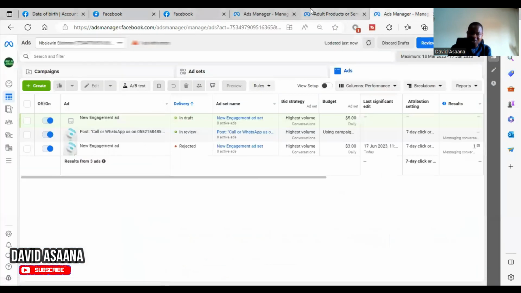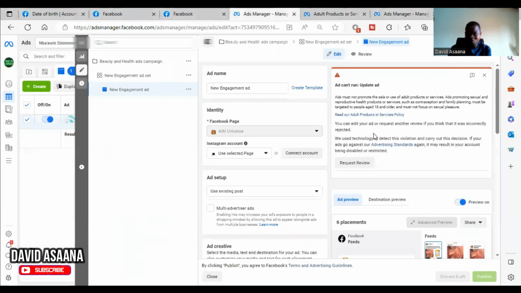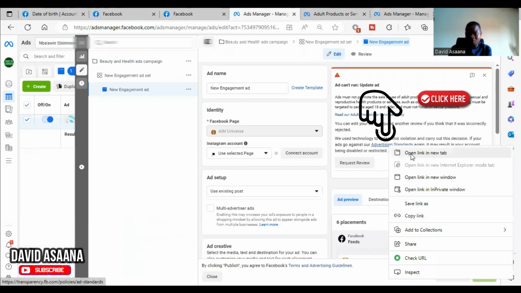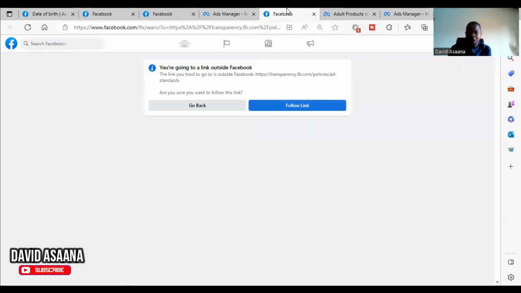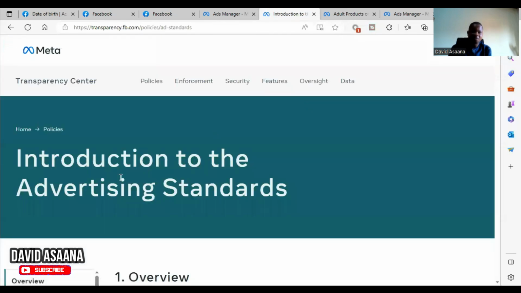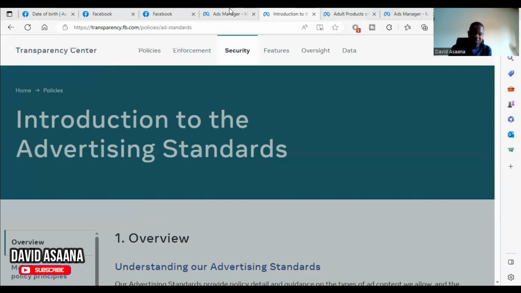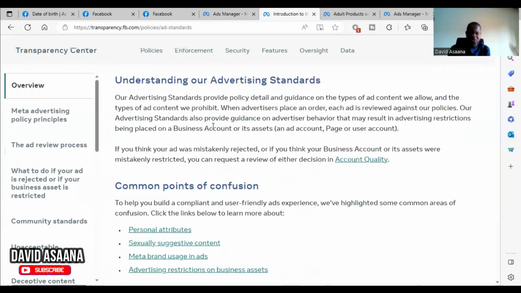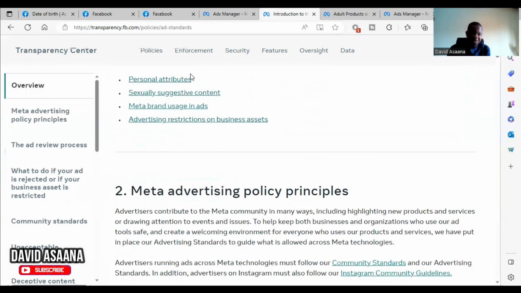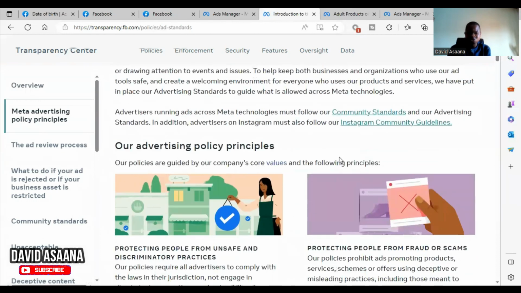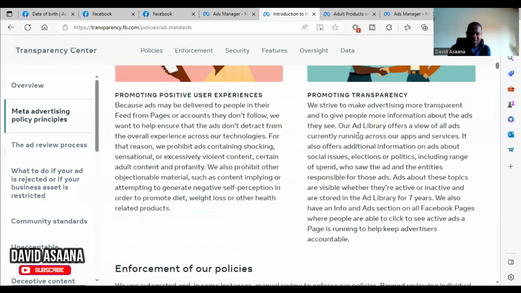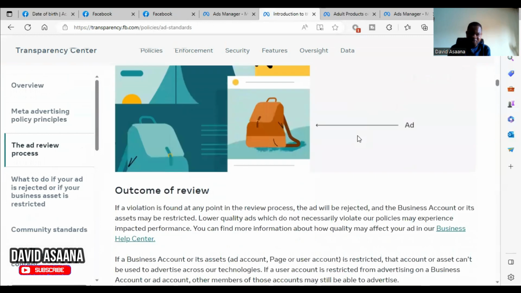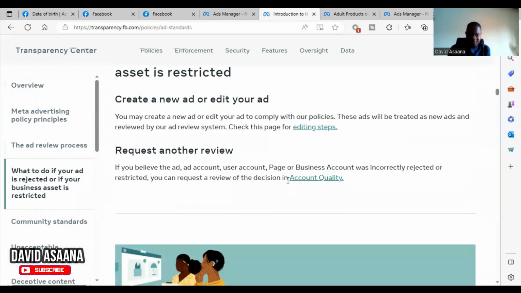Now, the policy that you have violated could be different. So if you come here, you can open here. This is the one where you can see all the policies. The one I just clicked is about all Facebook advertising standards, the advertising policies. This is an overview. You can come here and check everything to make sure that whatever you are promoting is in line with what Facebook accepts.